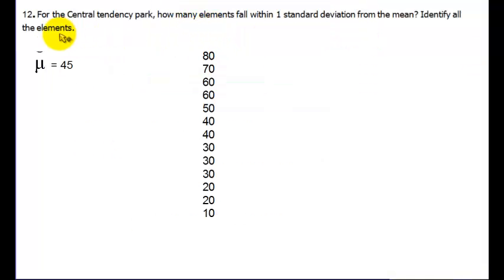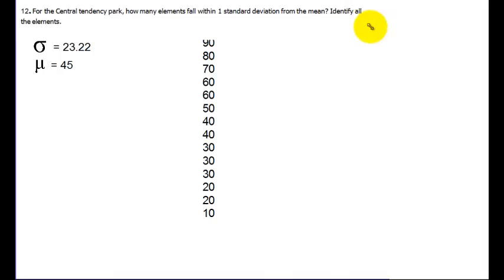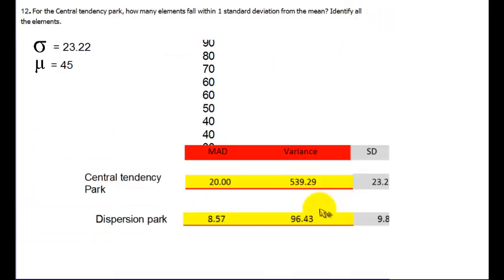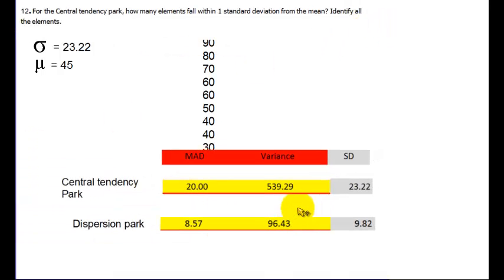Okay, let's solve this question. For the central tendency park, how many elements fall within one standard deviation from the mean? Identify all the elements. For central tendency park, this is the summary of values that we got earlier. The mean was 45 and the standard deviation is 23.22.